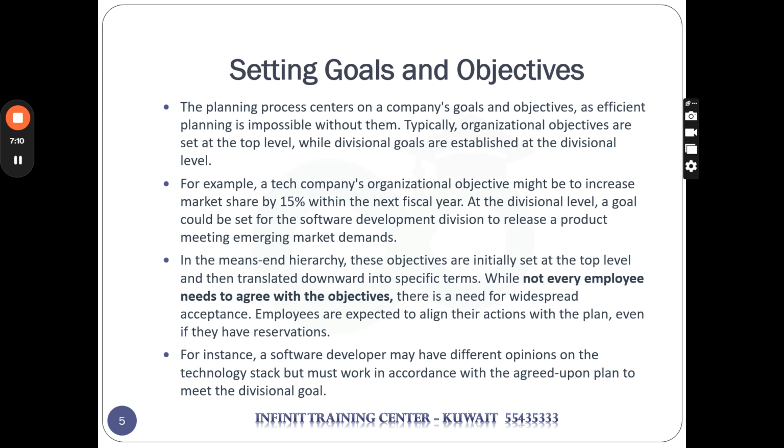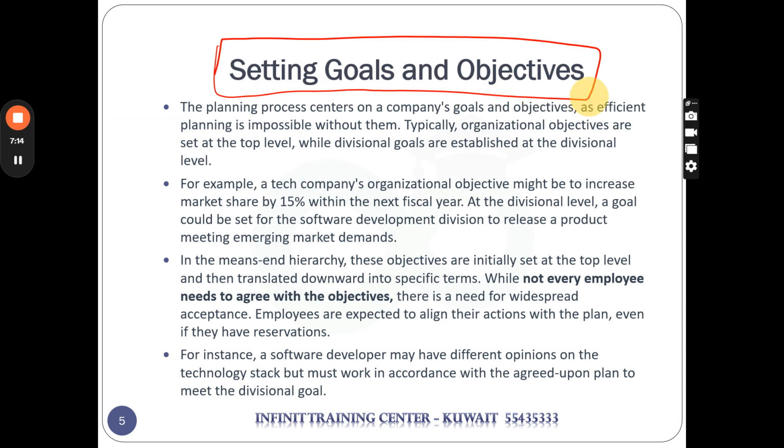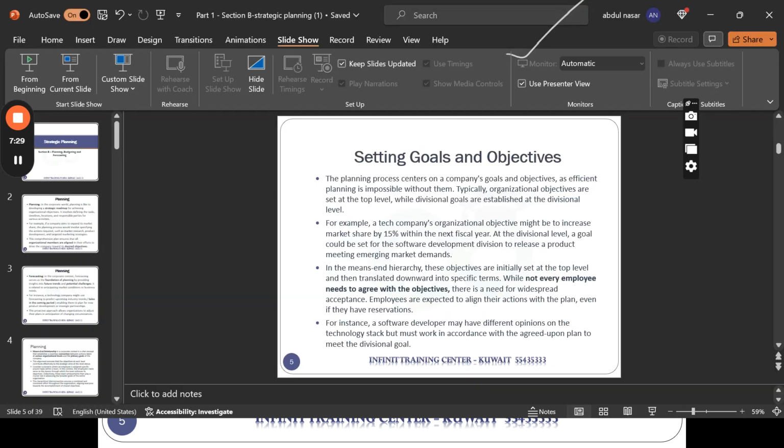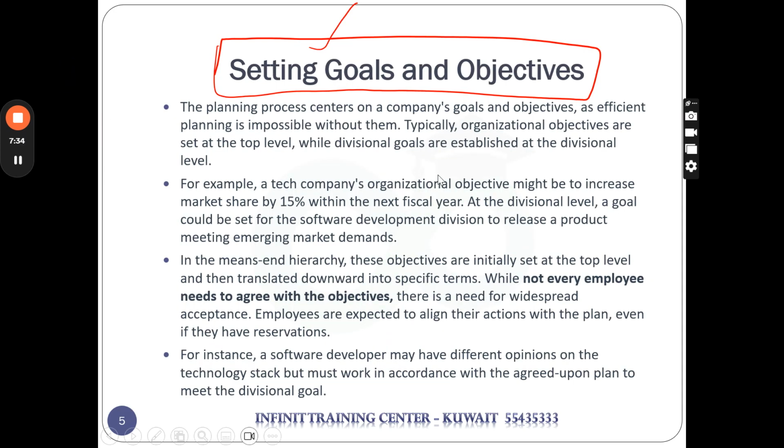So before we start doing anything, we have to set first goals and objectives, right? We are planning now, but we are planning for what? Where we want to go? We have to decide that first. That is what setting goals and objectives is. It is mentioned here, the planning process centers on a company's goals and objectives.